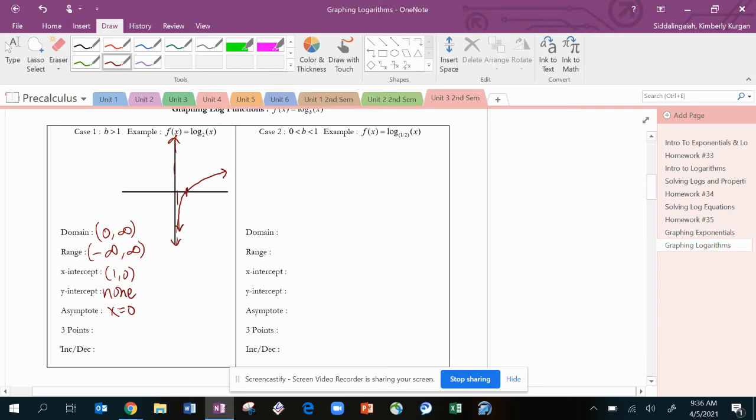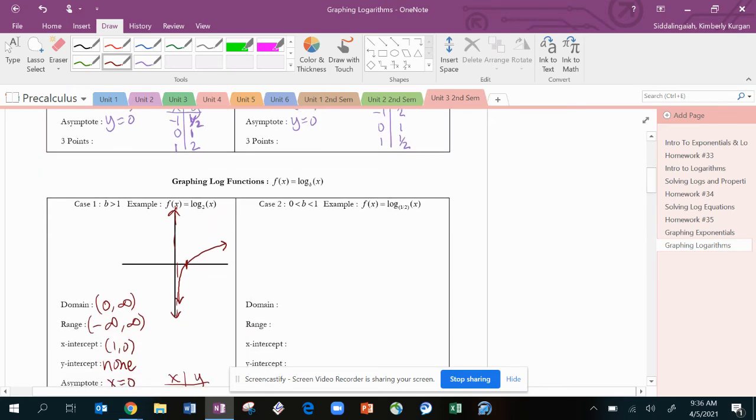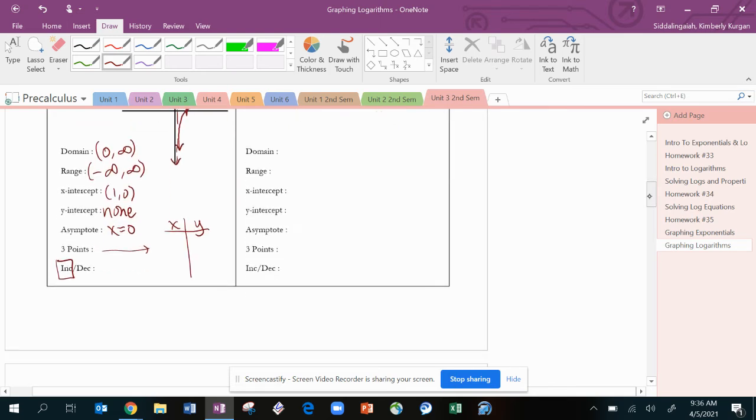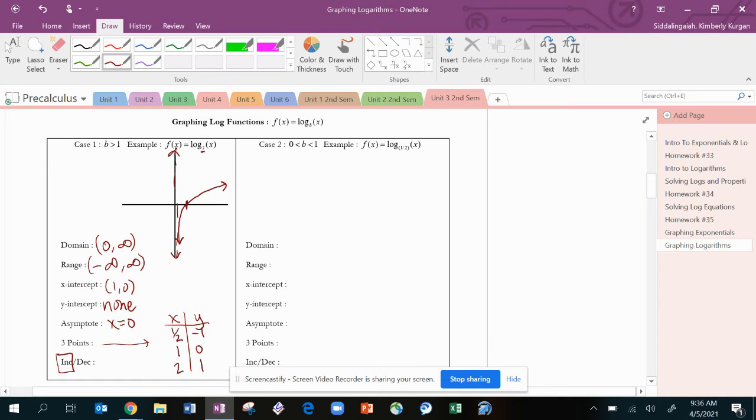This graph is increasing, and our 3 points, again, this is an inverse. So we're going to have to flip x and y coordinates. That means if x is 1/2, I get an output of -1. If x is 1, I get an output of 0, and if x is 2, I get an output of 1. And again, this is base 2. Remember, this will change slightly if it's base 3 or 4 or 5.